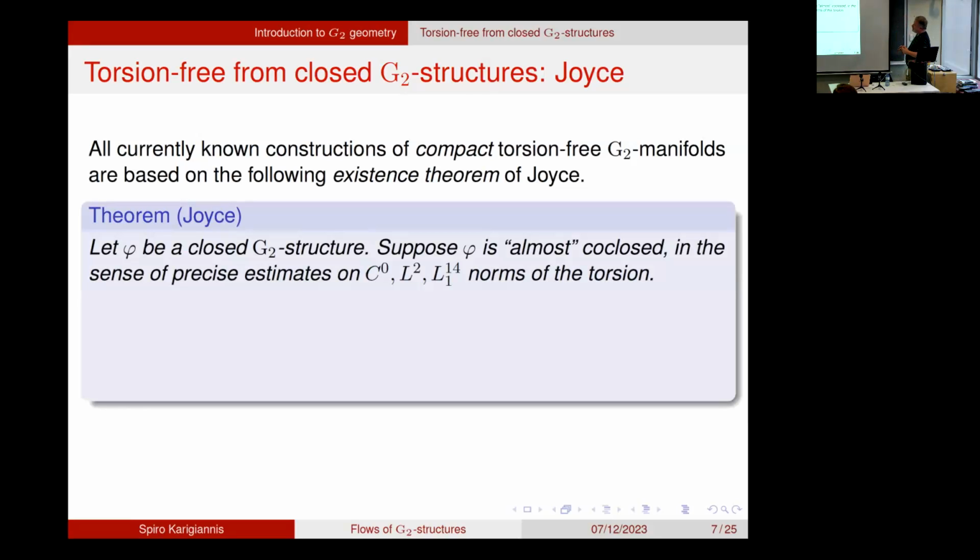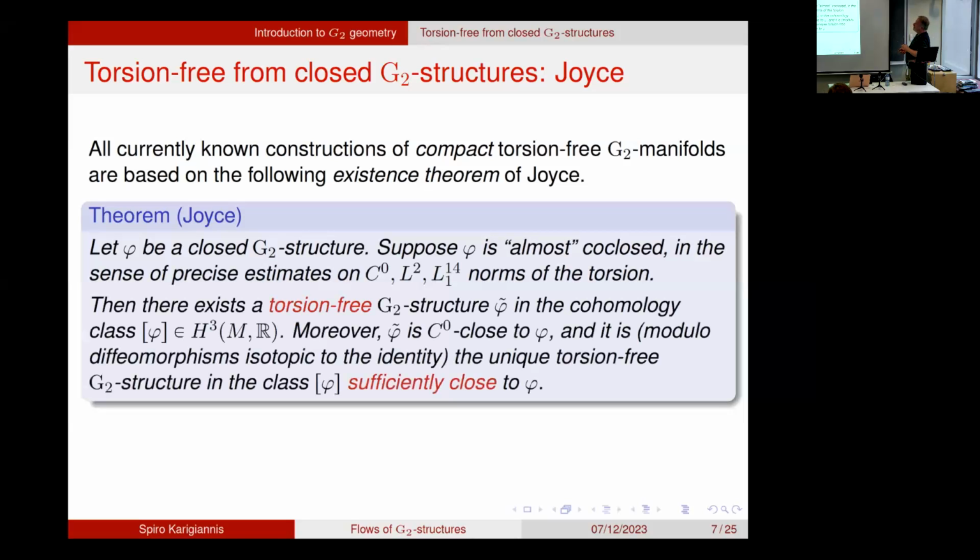So his theorem goes like this. Suppose, again, we're on a compact manifold, and you have a positive 3-form phi which is closed. Remember, we want closed and co-closed. And suppose phi is almost co-closed in some precise sense, which I'm not going to state: some C0, L2, and L14 estimates on the norms of the torsion. Sorry, this is not quite right, I should say L14, but there are some precise estimates he writes down in his theorem.